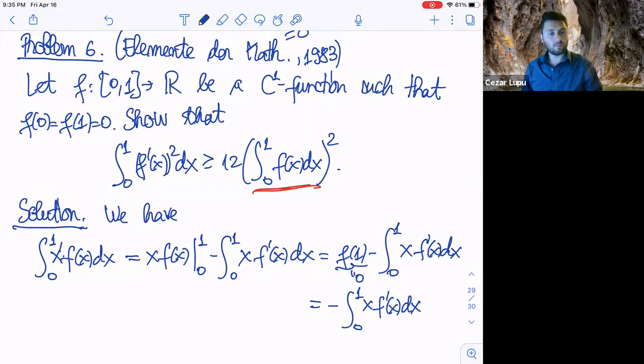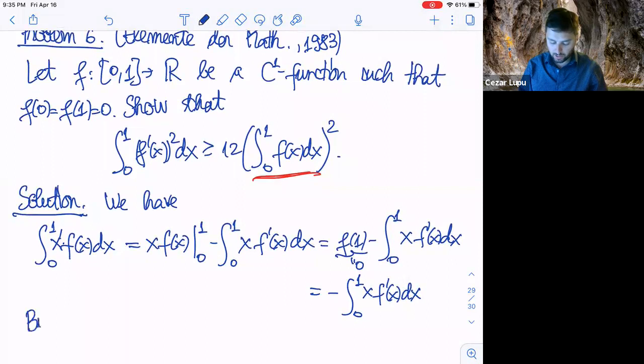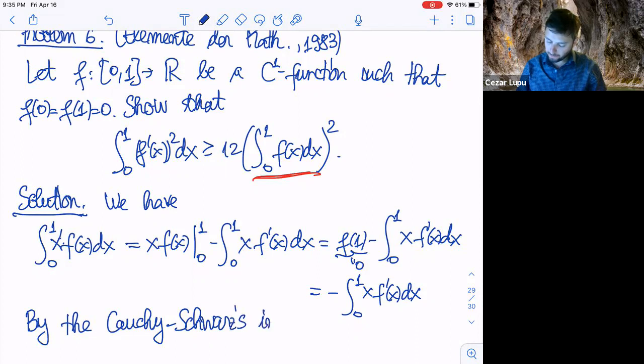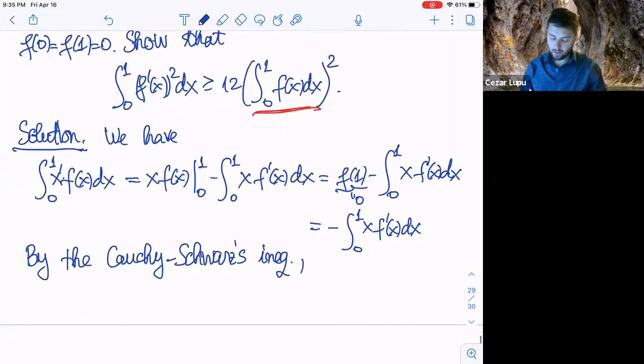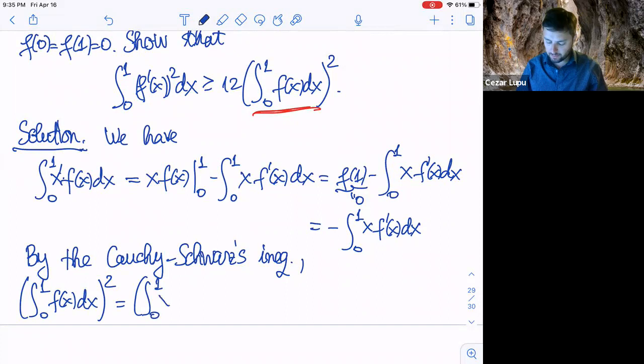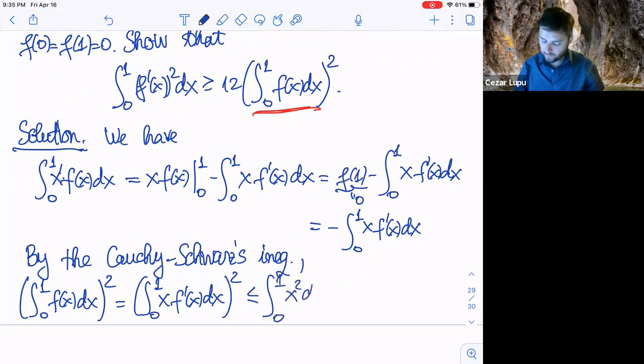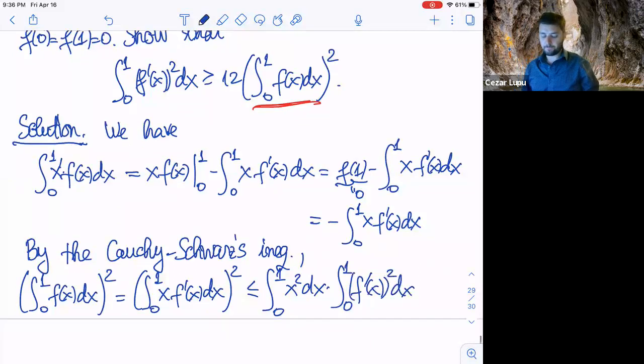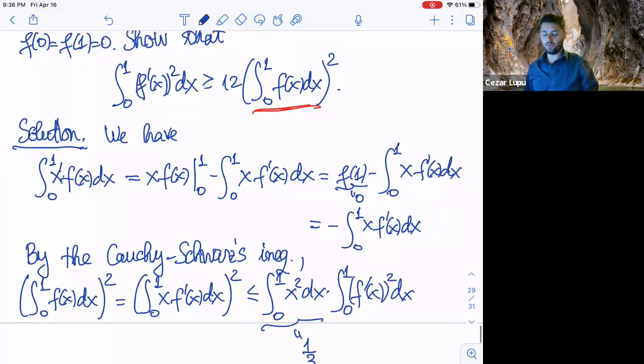All right, great. So let's apply Cauchy-Schwarz now. Let's see what's going on, because we just used the first one. So by the Cauchy-Schwarz inequality, what do we have? We have that the integral from 0 to 1 of f of x dx squared, which is the integral from 0 to 1 of, okay, negative, it doesn't matter, x f prime of x dx squared, is less or equal than the integral from 0 to 1 of x squared dx times the integral from 0 to 1 of f prime of x squared. Wow, looks like we're getting something. But guess what? This guy here is only 1/3. I need 12, not just 3.